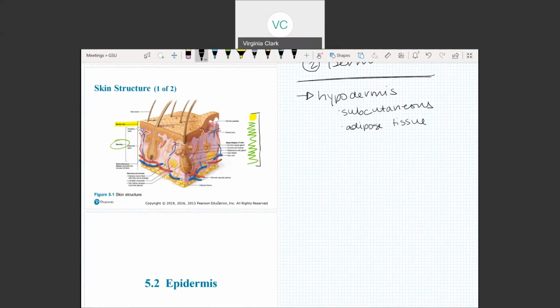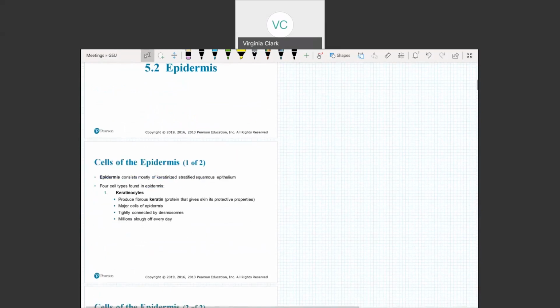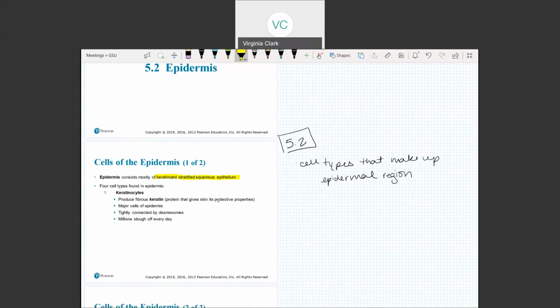Starting with 5.2, the epidermis. There are going to be different cell types that make up this epidermal layer. Each of these cell types is going to have a different structure and will reside in different layers within this epidermis. So we're going to talk about those. The majority of what you'll actually hear is going to be keratinized, stratified, squamous epithelium. That's the type of tissue that we're going to have, and these cell types will make up that type of tissue.